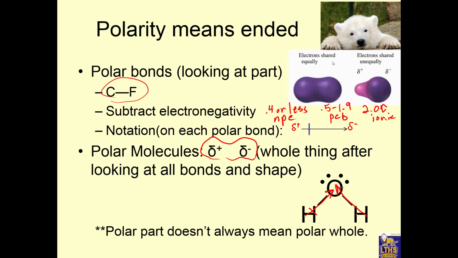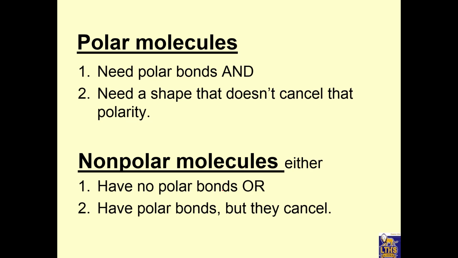For instance, this bond is polar, so we could put an arrow on it. This bond is polar, so we could put an arrow on it. This molecule is shaped at an angle because those two lone pairs spread out. Everything spreads out. And since this top of the molecule is kind of negative and the bottom's kind of positive, this is a polar molecule with polar bonds. Okay, so the molecule is the whole thing. The bonds are just part.